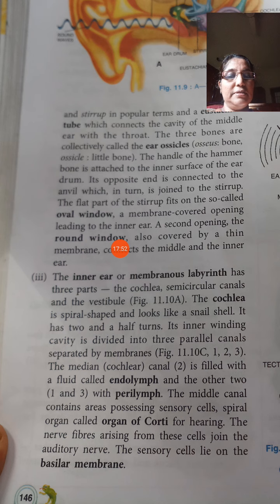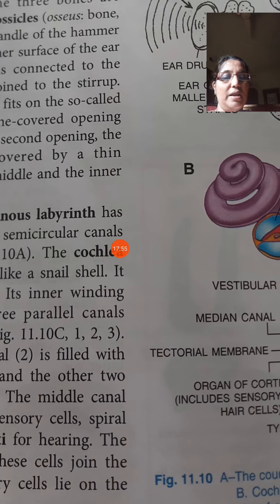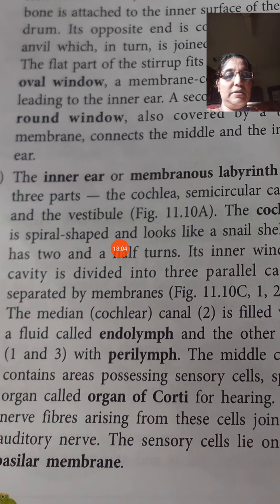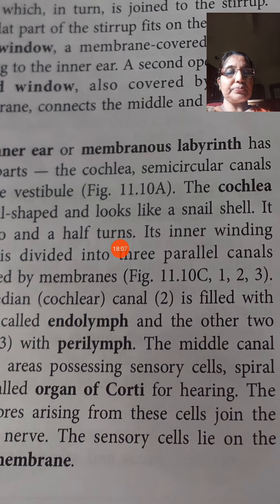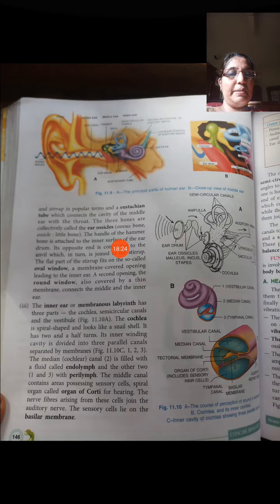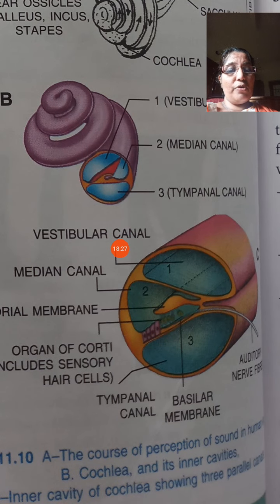Then here you can see the three chambers in this cochlea region. The median canal is filled with a liquid known as endolymph. The other two are filled with perilymph. Then the sensory cells for catching the sensation of hearing lie in the basilar membrane.